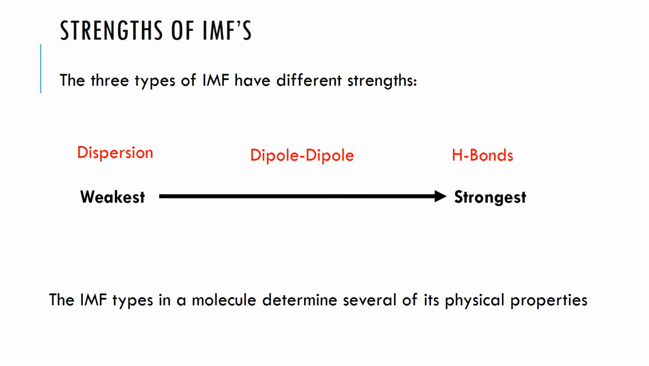All right, so the strengths of IMF, all three types have different strengths. If we go on a continuum from weakest to strongest, we see that dispersion forces are very, very weak. Dipole are in the middle, and hydrogen bonding is the strongest. Now, this is important because the IMF type in a molecule will determine several of its physical properties.